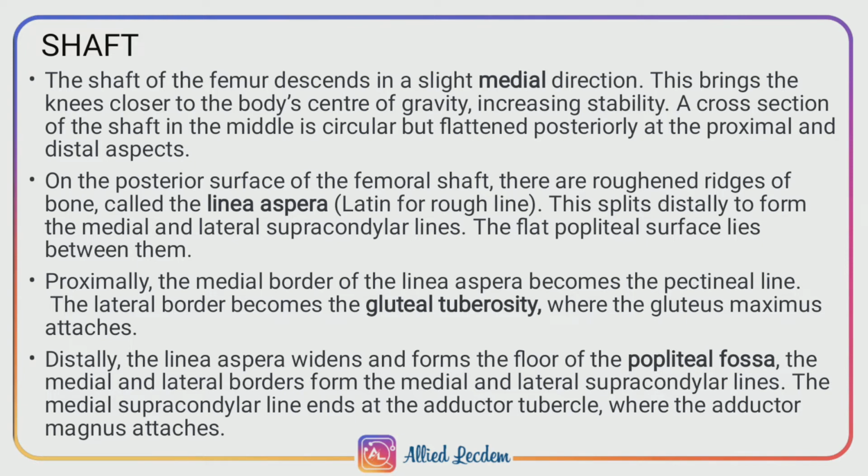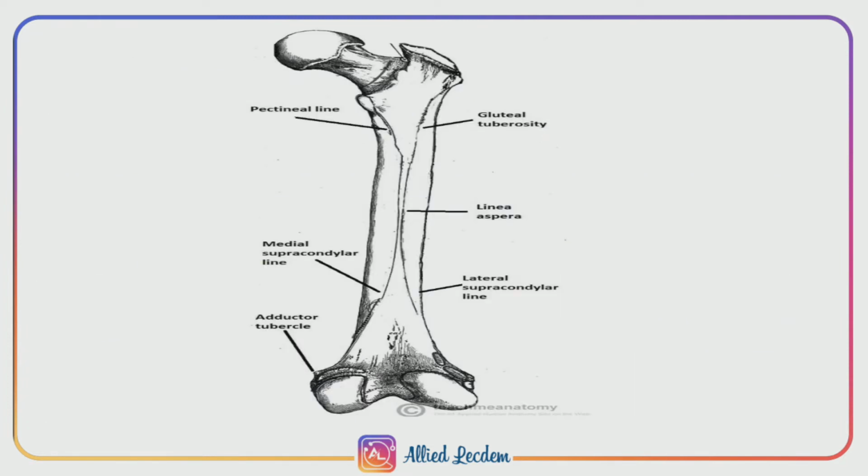Distally, the linea aspera widens and forms the floor of the popliteal fossa. The medial and lateral borders form the medial and lateral supracondylar lines, and this ends at the adductor tubercle, where the adductor magnus attaches. So, in this image, we can see the pectineal line, the gluteal tuberosity where the gluteus maximus attaches, the medial supracondylar line, the lateral supracondylar line, and the adductor tubercle where the adductor magnus attaches.